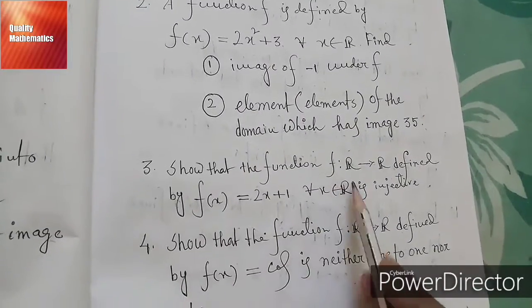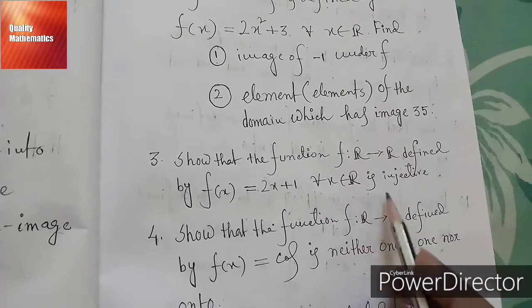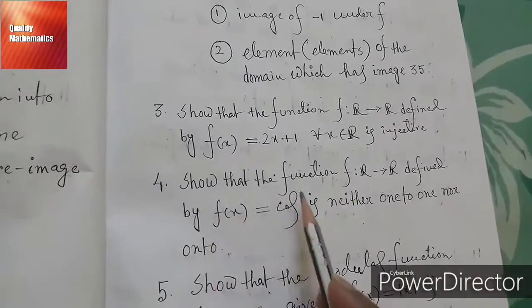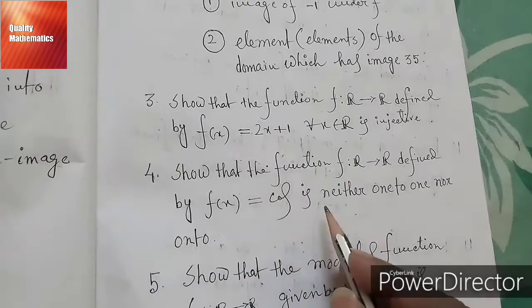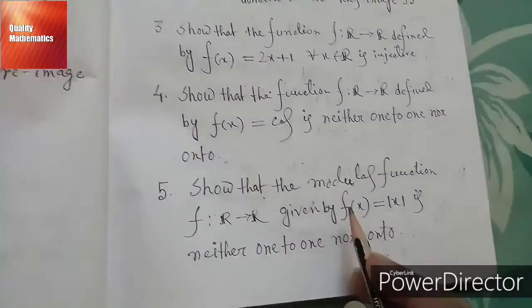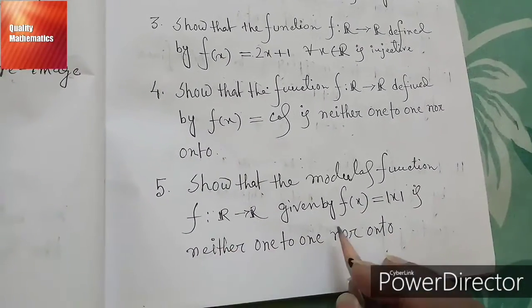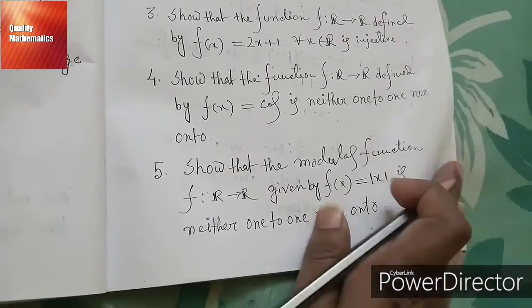Show that the function f from R to R defined by f(x) equal to 2x plus 1 for all x belonging to R is injective. Number 4. Show that the function f from R to R defined by f(x) equal to cos x is neither one-to-one nor onto. Show that the modulus function f from R to R given by f(x) equal to mod x is neither one-to-one nor onto.